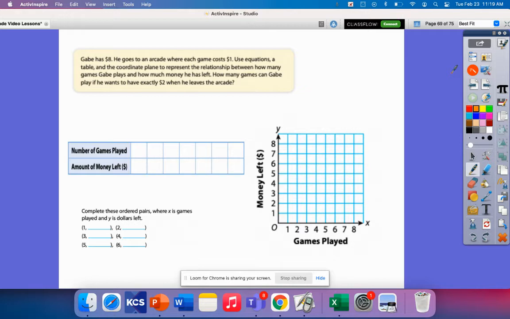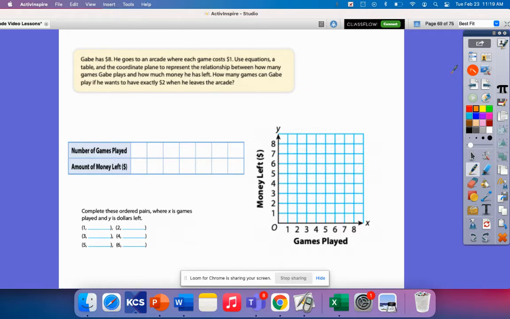It says Gabe has $8. He goes to an arcade where each game costs $1. Use equations, a table, and the coordinate plane to represent the relationship between how many games Gabe plays and how much money he has left. How many games can Gabe play if he wants to have exactly $2 when he leaves the arcade?